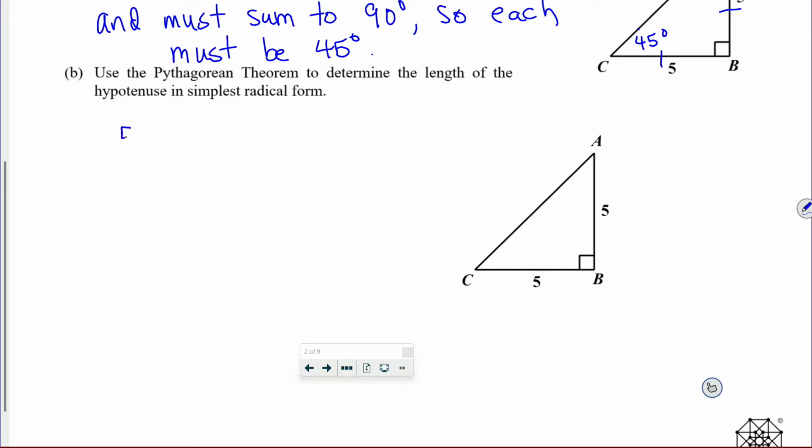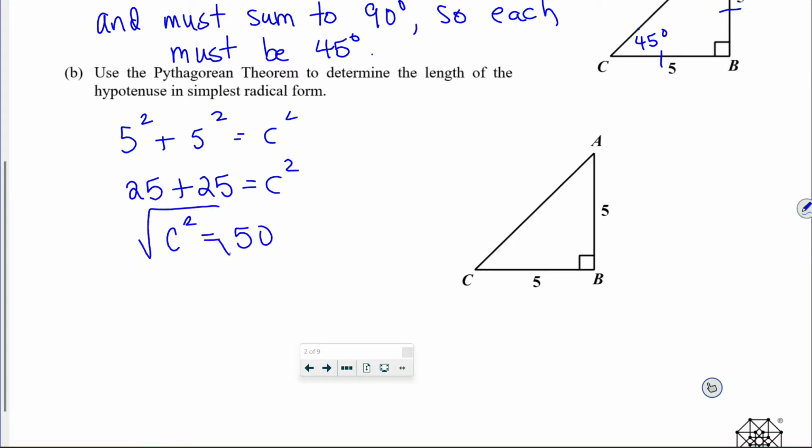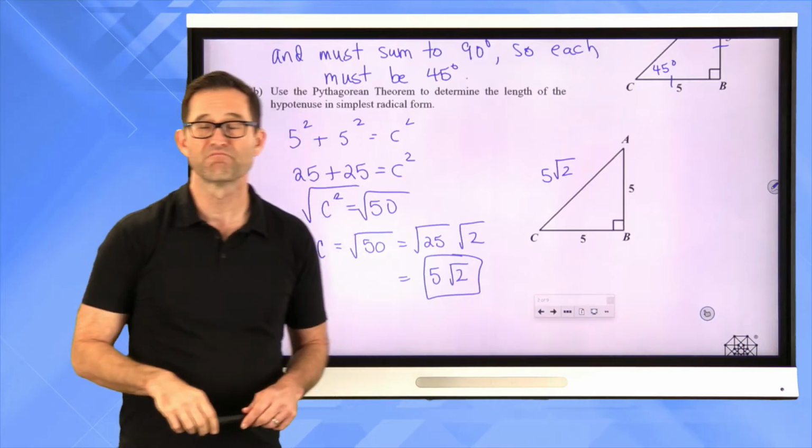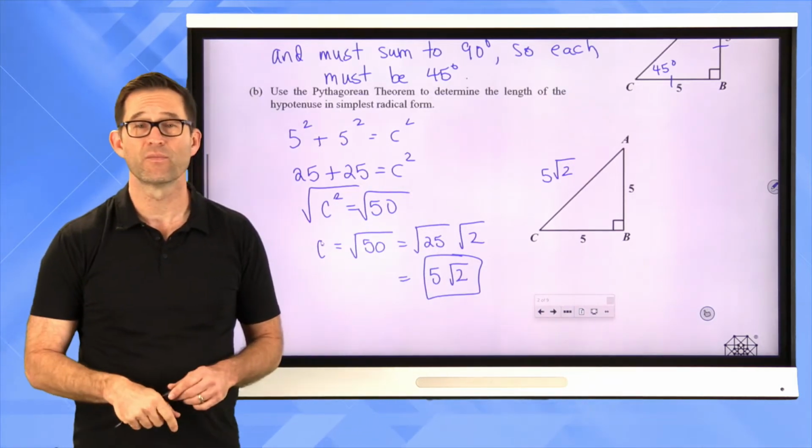So let me say, 5 squared plus 5 squared is equal to c squared. That's going to be 25 plus 25 is equal to c squared. C squared is going to be equal to 50. I can take the square root of both sides. So c will be the square root of 50. Now I want to write that in simplest radical form, which will boil down to the square root of 25 times the square root of 2. Square root of 25 is 5, and root 2 I need to leave as root 2. So we will put that right there. All right, that's it. No big deal, right?